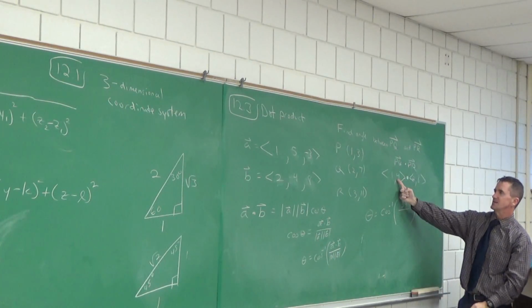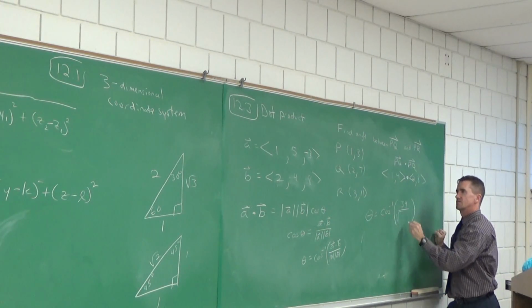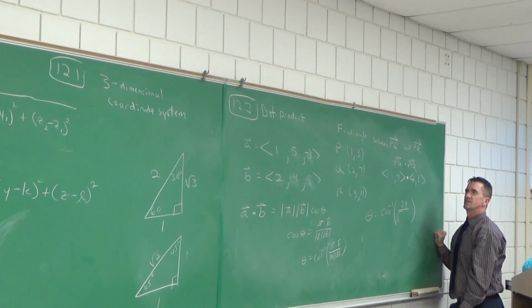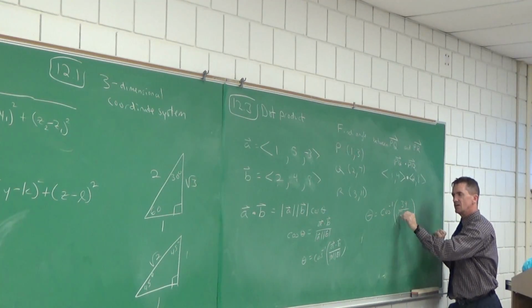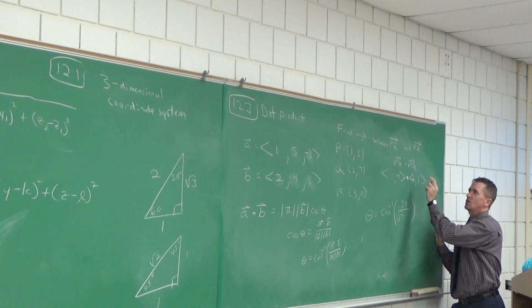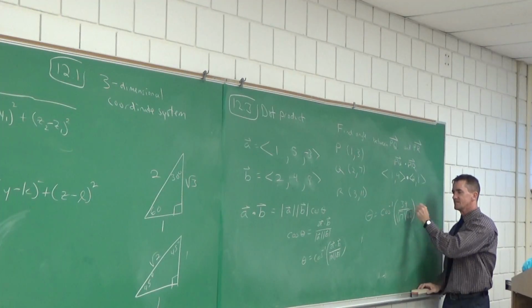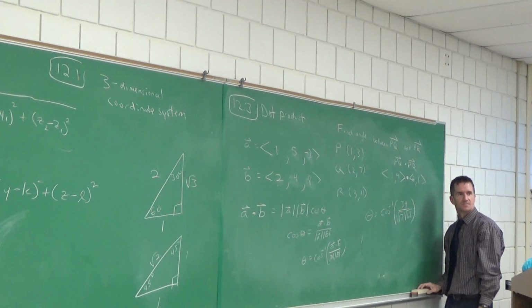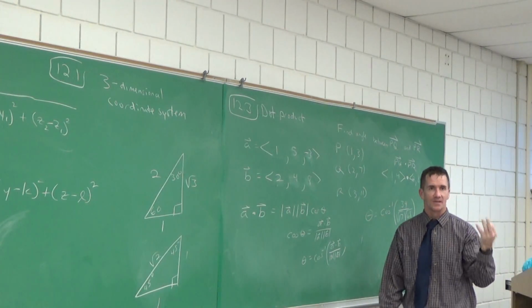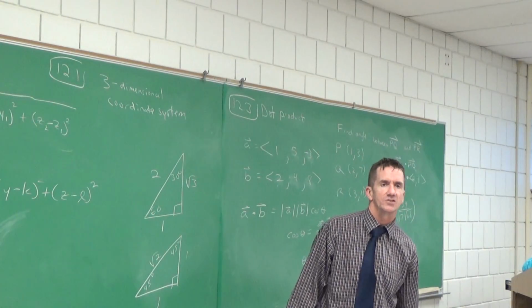Now, what's that magnitude? Root 4 squared plus 1, 17. Very good. Now, what's the square root of 2 squared plus 8 squared? 64 plus 4, 68. There you go. You can type it in. Works in two-dimensional space. Absolutely.